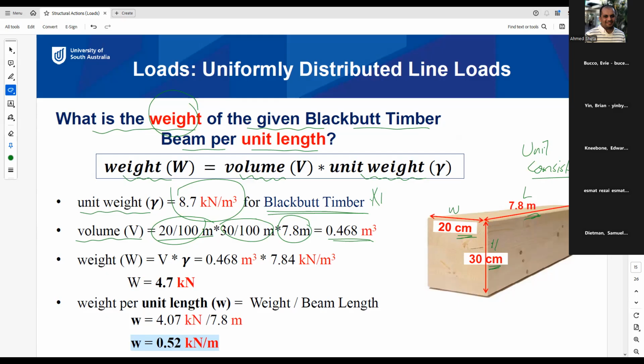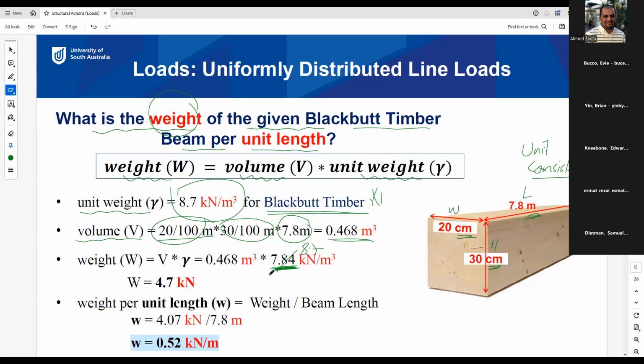Sorry, Julian? What do you mean by unit weight 7.84? Ah, yes. Sorry, maybe this is just a typo. I will update it. Thank you, Julian. So it is just a typo here, and I will update this value. So the value is 8.7.